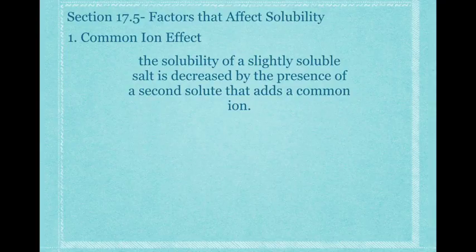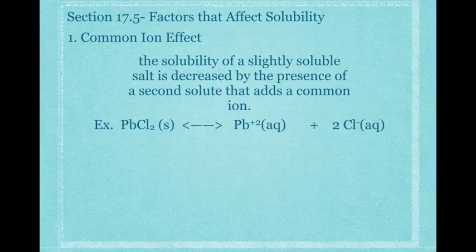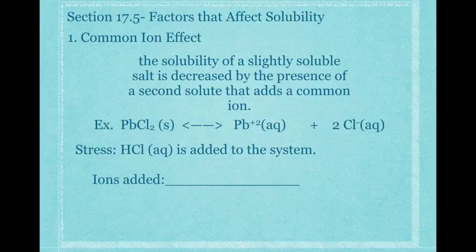We actually already looked at this in this unit, but let's look at an example to make sure we're clear. If I give you lead(II) chloride dissociating into its 2 ions, lead ion and the chloride ions, and I add HCl to the system, what's being added that I care about is the chloride ion, because I have chloride in my products. Chloride's being added, and that's going to cause a shift. Remember, this goes back to the previous unit with equilibrium. It's going to cause a shift to the left because I've increased my concentration of chloride ions. So the shift is going to be to the left.